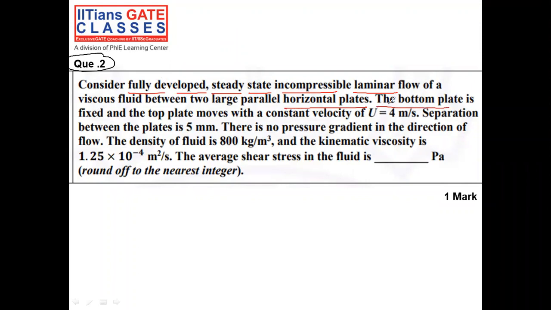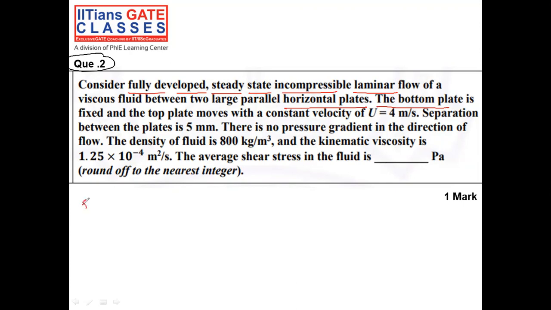The bottom plate is fixed and the top plate moves with a constant velocity u equal to 4 meter per second. The separation between the plates is 5 mm and there is no pressure gradient in the direction of flow. The density of the fluid is 800 kilogram per meter cube and the kinematic viscosity is given. We need to find the average shear stress in the fluid.